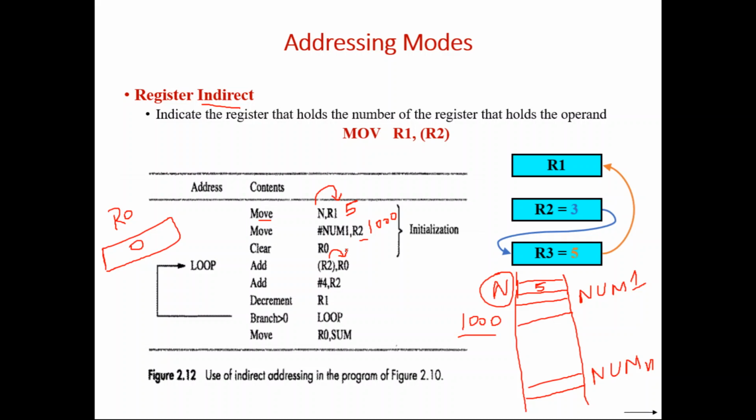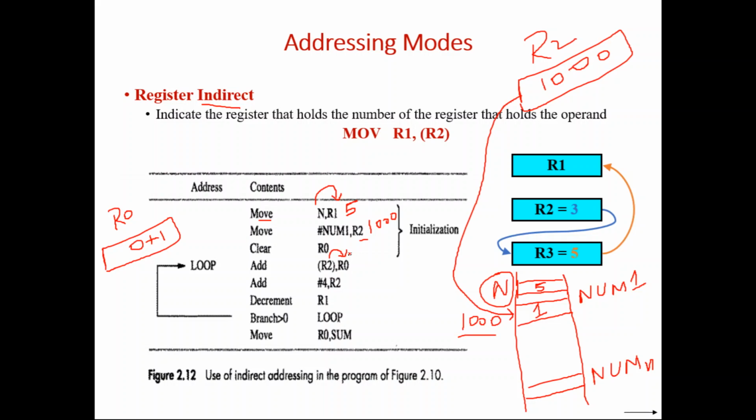Whatever R2 contains represents a memory location. R2 contains 1000, so it is indirectly referring to the memory location 1000. It is acting as a pointer to the location 1000. If the value at this location is 1, that will be added with R0. What is R0? That is 0. So it will do 0 plus 1 and the result will be stored in R0.